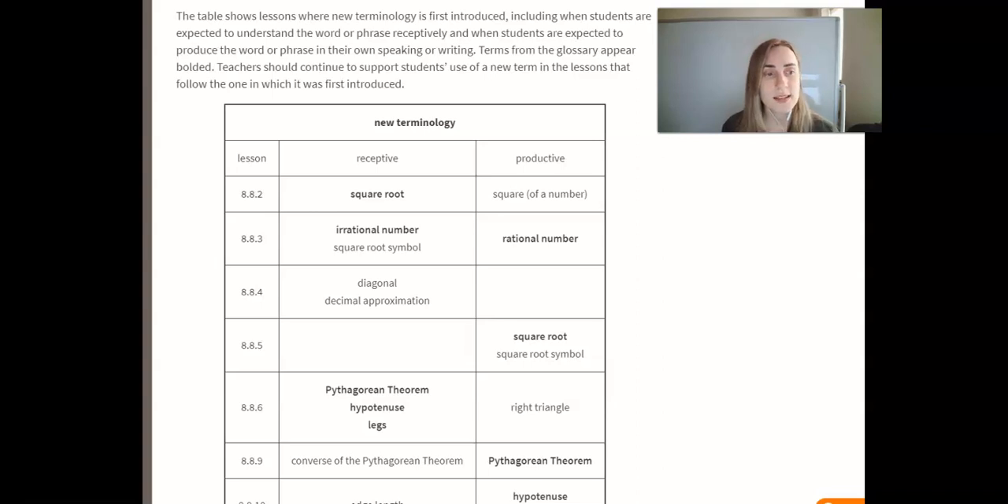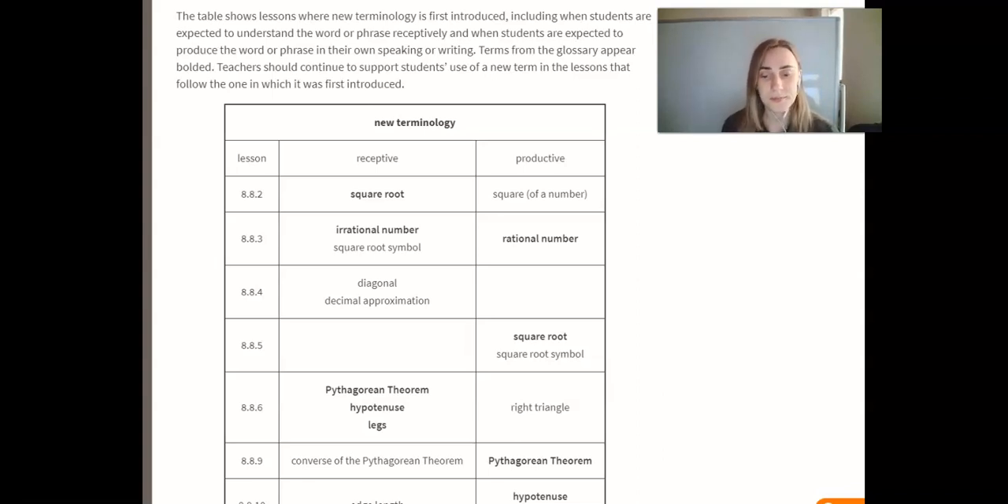So you can see on day 2, students are expected to learn what the word square root means, and they should be able to use the term square, like to square a number, since that's review from a previous unit, from the last unit, Unit 7. And then similarly, you can see in Lesson 3, they're learning as new words, irrational number, and square root symbol. And they should be able to use the word rational number, since that's, again, something that they've learned in previous lessons.